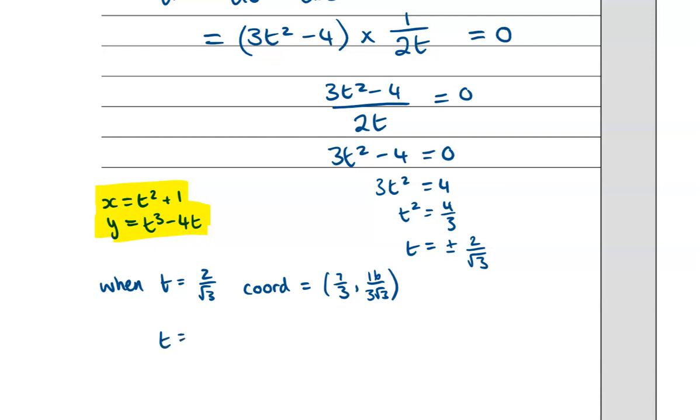When t is minus 2 over root 3, we get the coordinates of 7 over 3 and minus 16 over 3 root 3. And you would probably get that marked correct if you did do it in decimals. It's just much neater if you leave it as fractions and thirds.